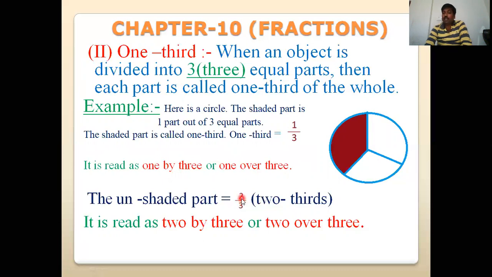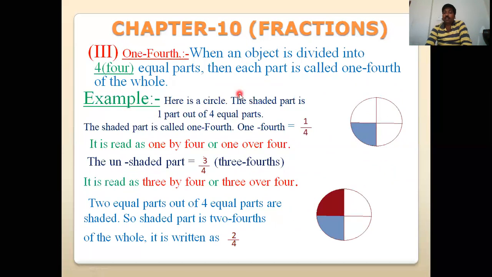Write the 2 here, and write the 3, the total number of parts which makes a whole. In this way we can write it as 2 by 3, and we read it as 2 by 3 or 2 over 3. This is the one third. Now in the same way, 1/4.